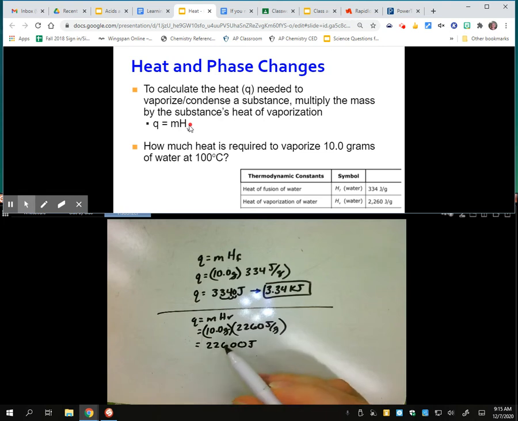Again, this is over 1,000, so we'll go ahead and convert it to kilojoules. 1, 2, 3, and so that's going to be 22.6 kilojoules of heat. This is the amount of heat we need to add to vaporize 10 grams of water. And that's quite a bit, again, because water has those strong intermolecular forces of attraction of hydrogen bonding. This would also be the amount of heat that would be released as 10 grams of steam condensed into liquid water at 100 degrees C.